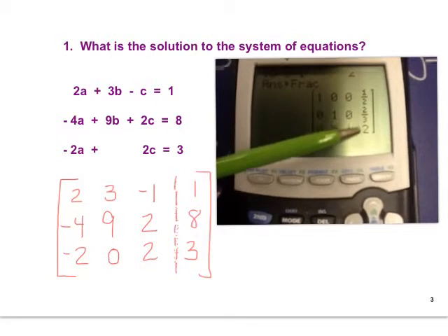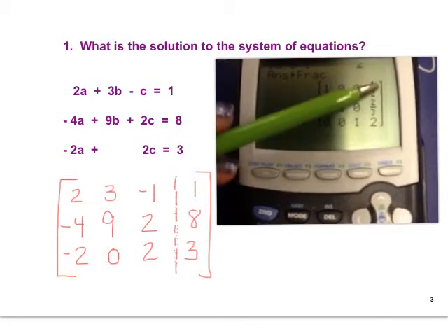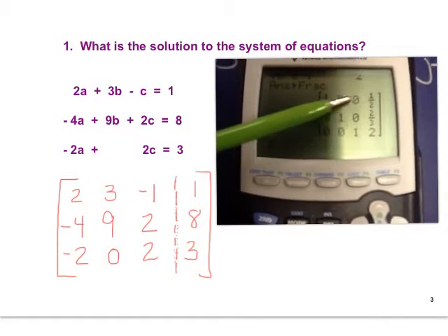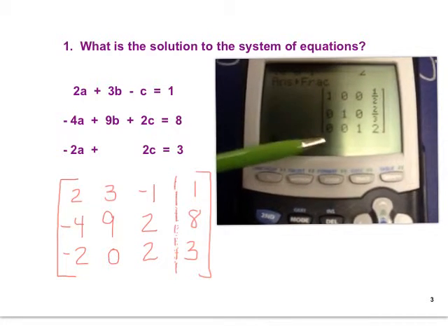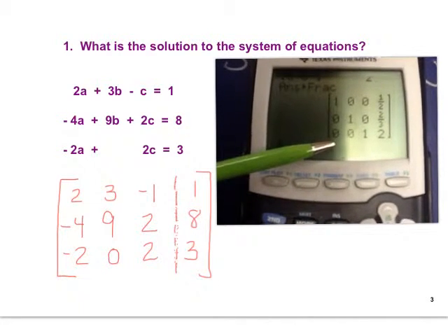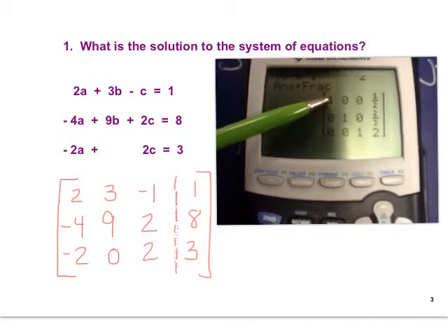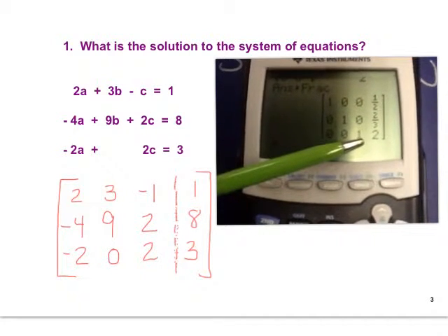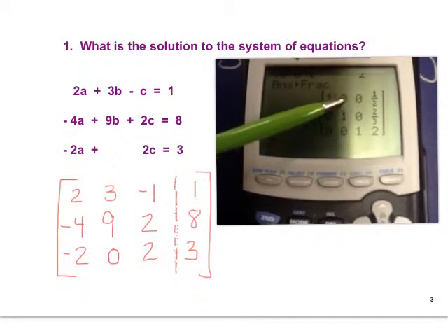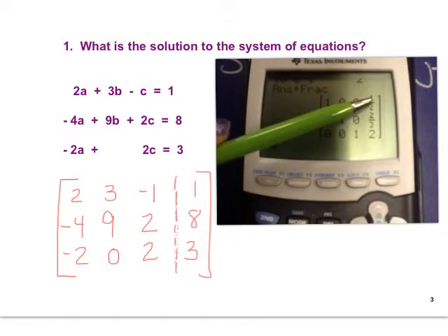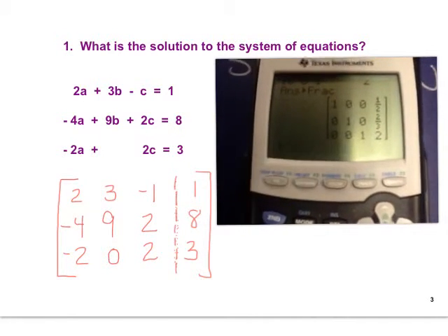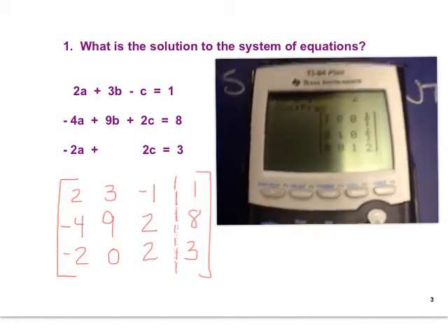The last column, well, this is where we're going to get our meat and potatoes of our answer. But this part right here should be what we call the identity matrix. The identity matrix has a diagonal of 1s, and all the other entries are 0s. The last column, however, is where we're going to get our answer. So here's what this is saying.